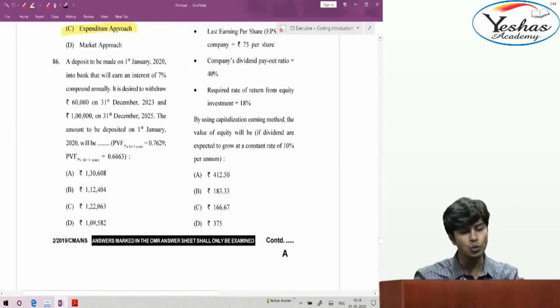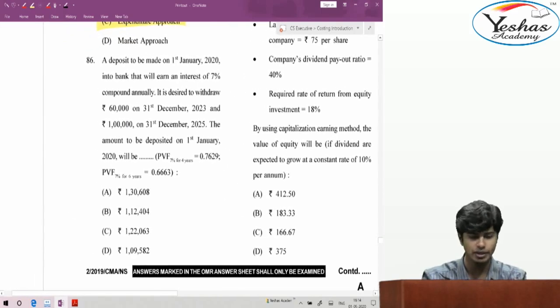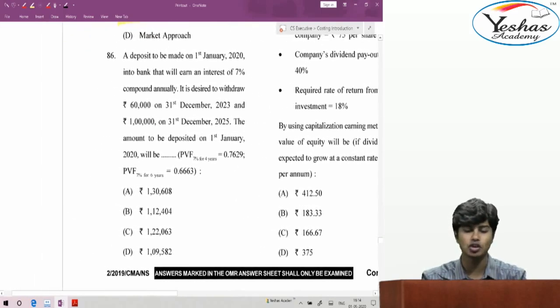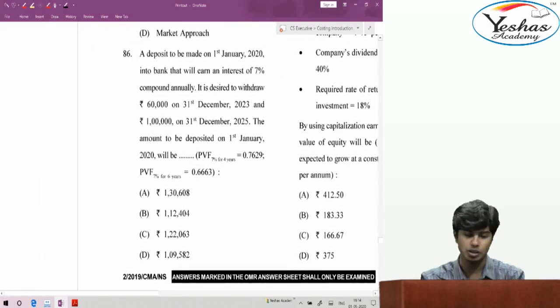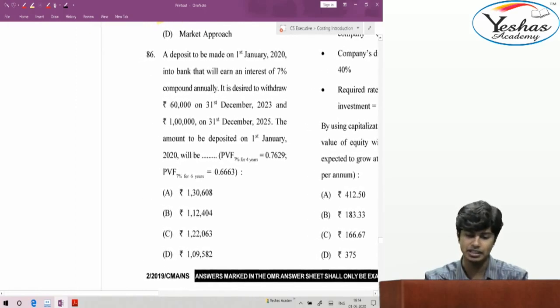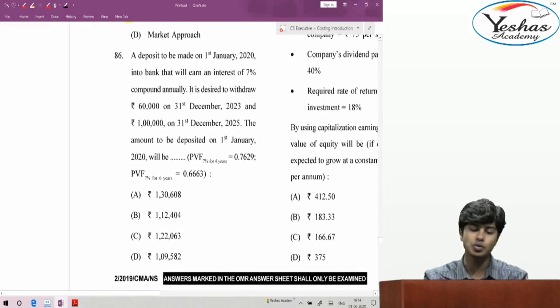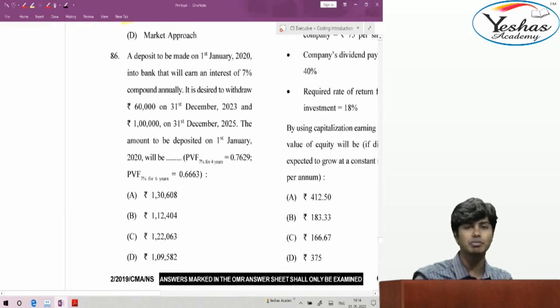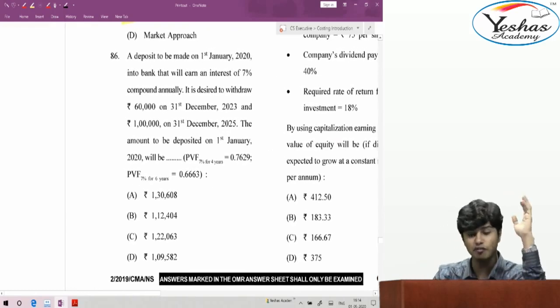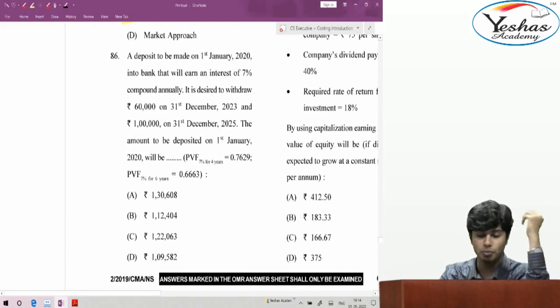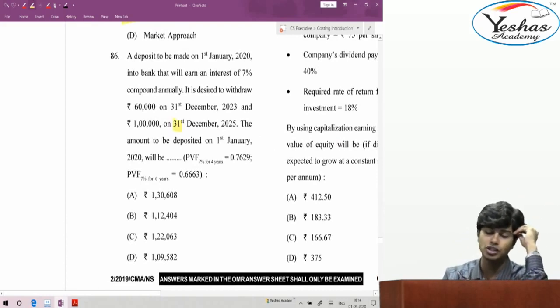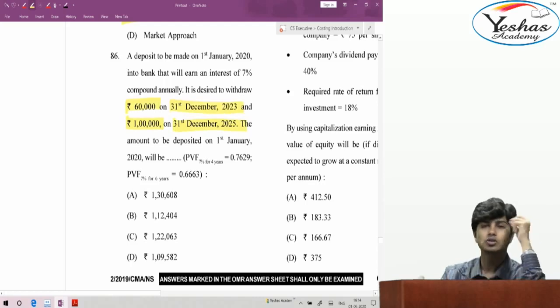Let us go to question number 86. This is a purely financial management question. We'll solve it. A deposit is to be made on 1st of January 2020 into a bank that will earn 7% interest compounded annually. It is desired to withdraw 60,000 on 31st of December 2023, and 1 lakh rupees on 31st of December 2025. So how much should I invest now?